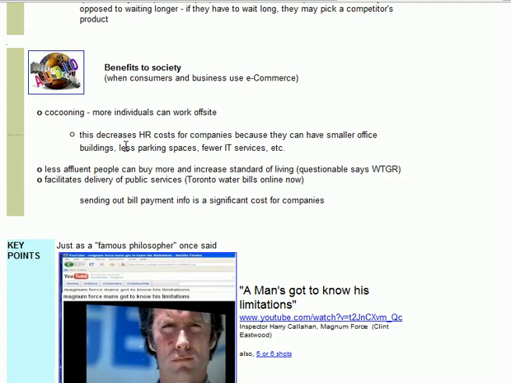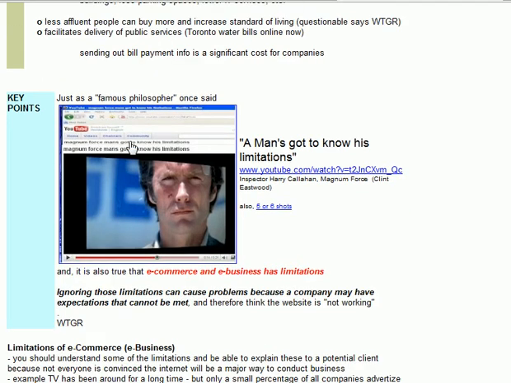There's also benefits to society. I mean, cocooning is a word meaning where people just stay at home and watch burned copies of DVDs on their 55-inch plasma screen TV. And it is a characteristic of our modern society where we don't know our neighbors, and we go to work, we come home, and we have all our high-tech stuff, you know, in our condo or apartment. But there are some benefits in the context of decreasing HR costs for companies because they can have smaller offices and distribute to people that work out of home, and less affluent people can buy more and increase their standard of living as well.